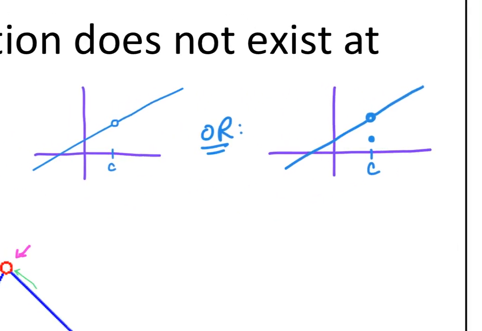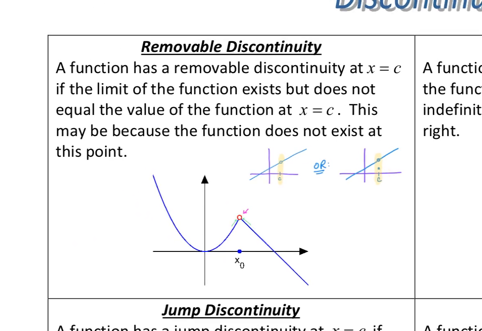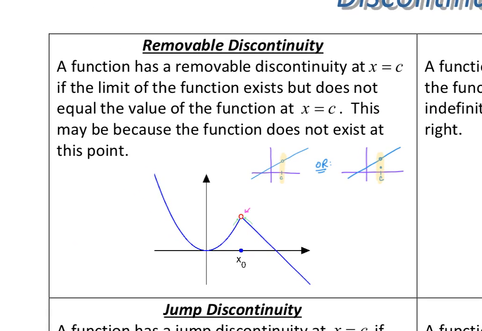So either the function is undefined at C, or the value of the function at C is different than the limit of the function at C. Both of those are what would look like a removable discontinuity. Do you see that what's given right here is more like the second case? Because the function is defined at that x value, it just isn't the same as what the limit would be at that x value. That's a removable discontinuity.